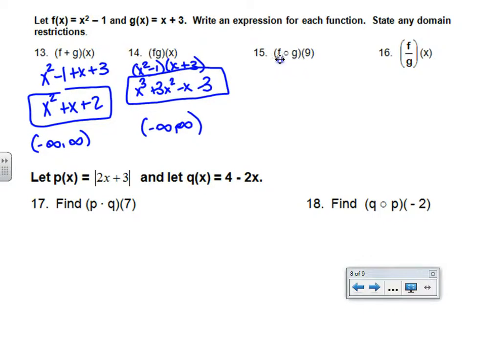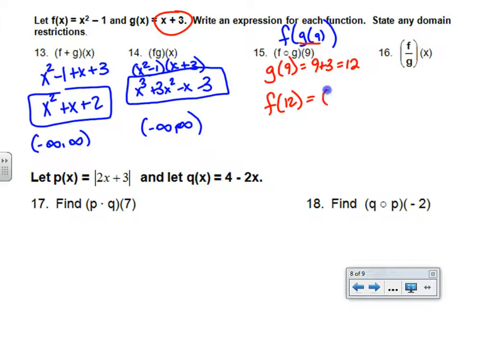This is composition, f of g of 9. You could rewrite it like this if you prefer this notation, which I do. So I'm going to start on the inside and find g of 9. Evaluating g at 9, you get 9 plus 3, which is 12. So that means instead of evaluating function f at a number that was 9, now I'm going to evaluate function f at 12. So let's see, 12 squared minus 1 is 144 minus 1, or 143. And that final number we get is the final answer.